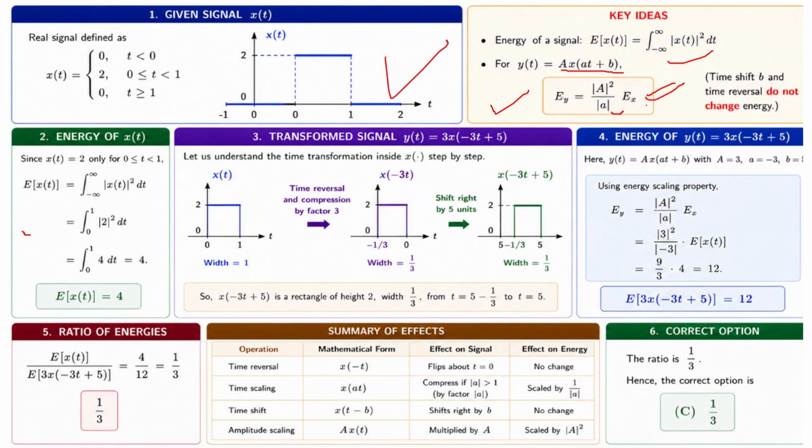So first of all, for x(t) the energy is how much? We got 4. And whenever you are shifting and scaling in time, the width will be modified, and then you get the energy for your modified signal, and then take the ratio of that. So finally your option C is correct.